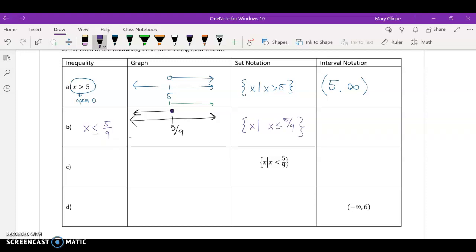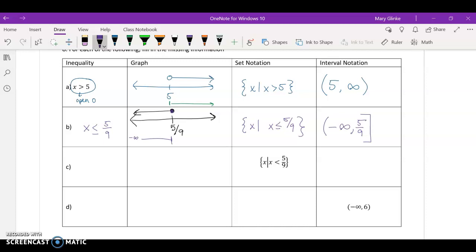For interval notation, this is starting at negative infinity on the left and going to 5/9. So it's going to be negative infinity to 5/9. The negative infinity always has the parentheses. The 5/9 for this one is filled in, so it is a bracket.